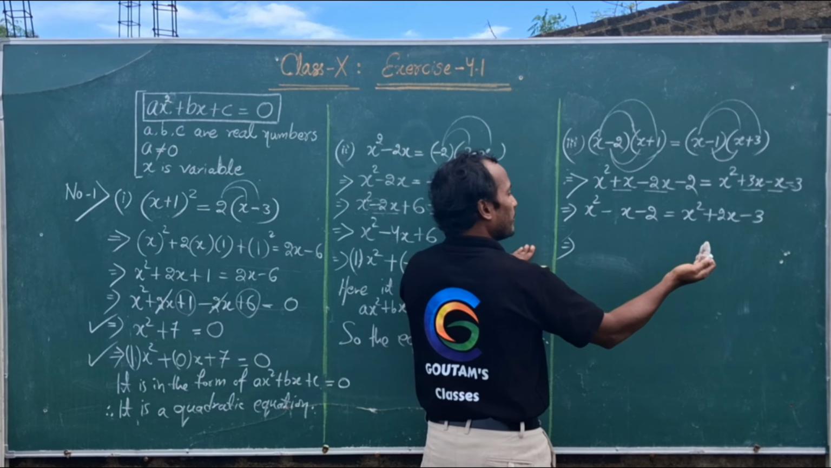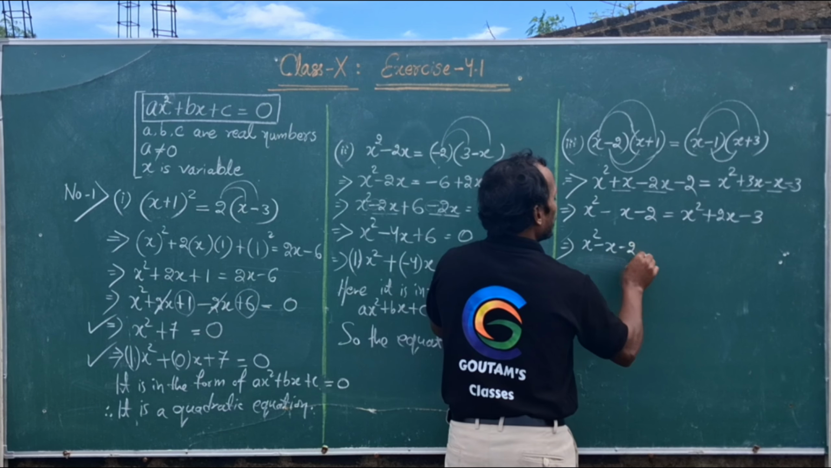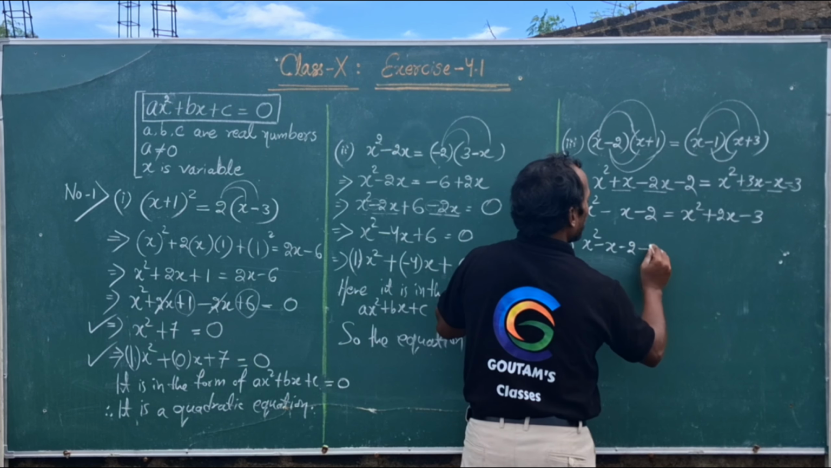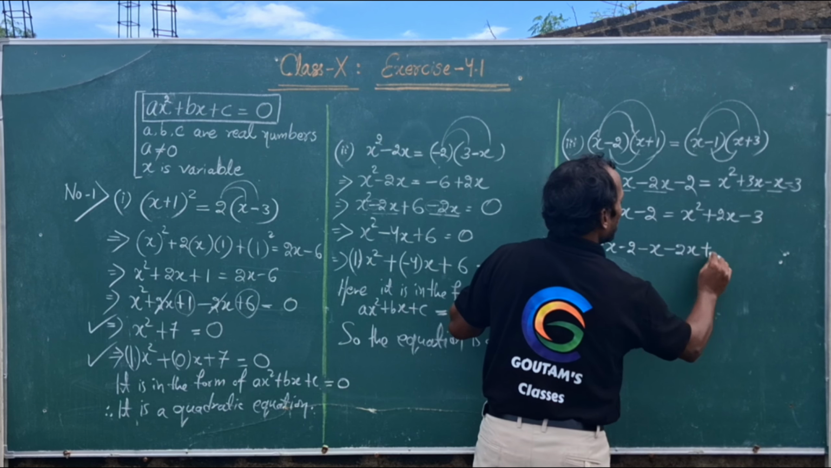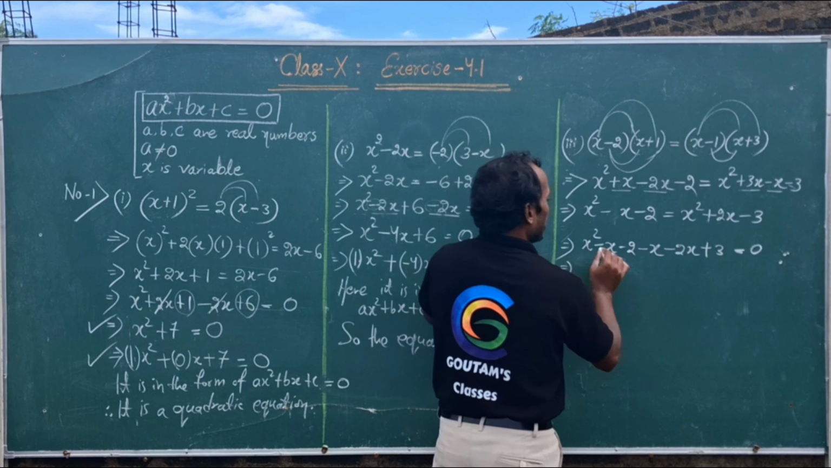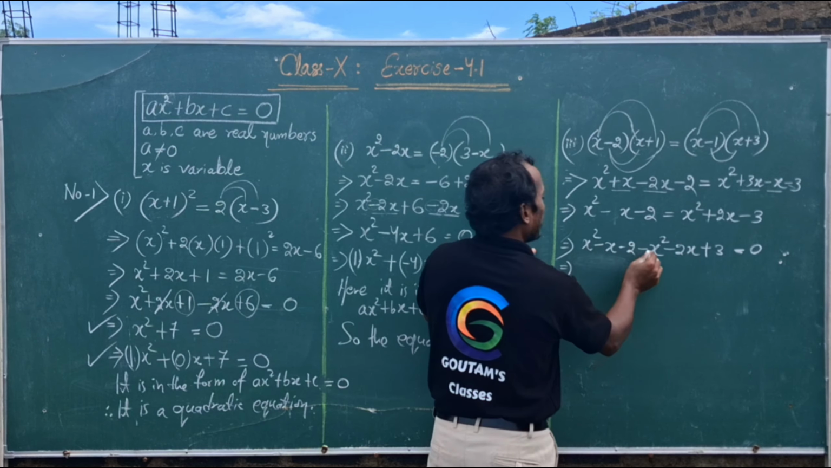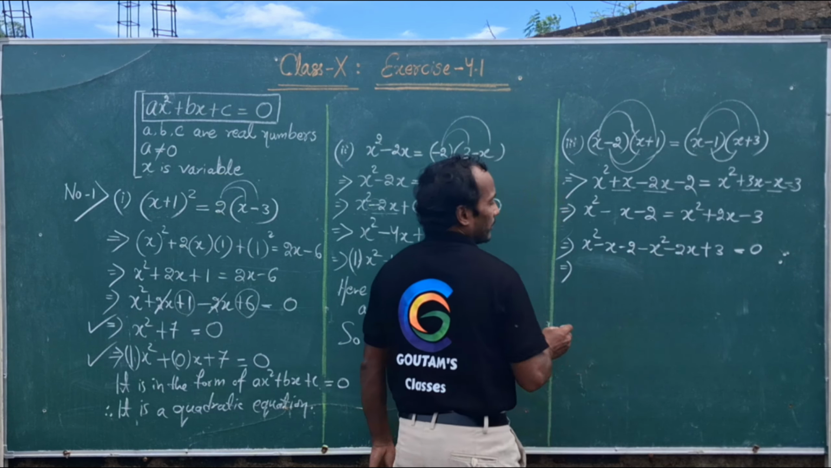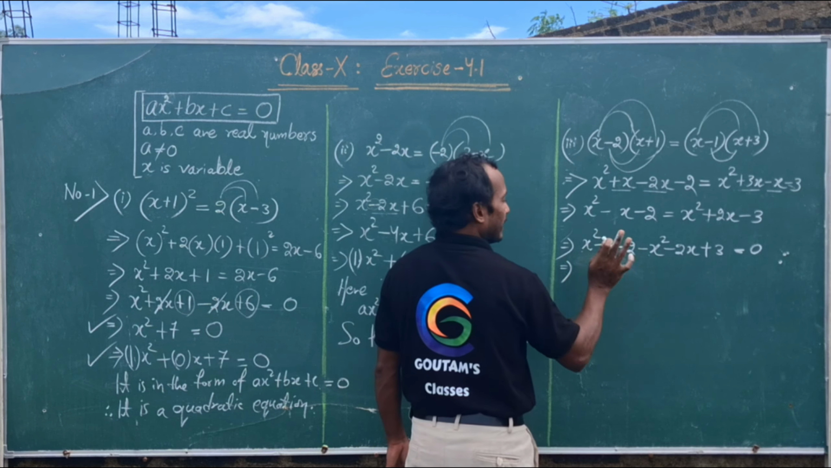Let me shift everything from the right side to the left side now. x square minus x minus 2 are already there, plus x square becomes minus x square, plus 2x becomes minus 2x, and minus 3 becomes plus 3 equals 0. Now you can see this is x square, plus x square and minus x square, they will cancel each other. Two like terms exactly the same except the symbols will cancel each other.